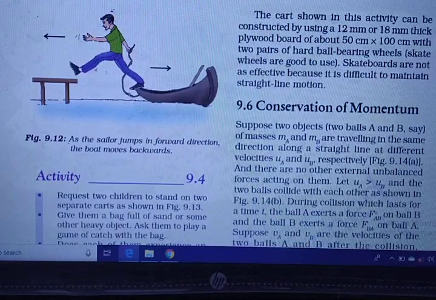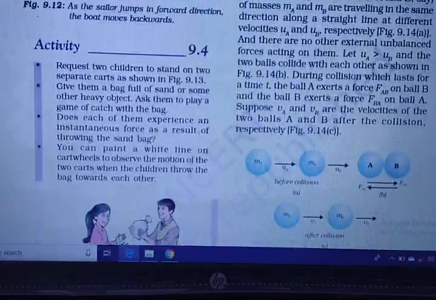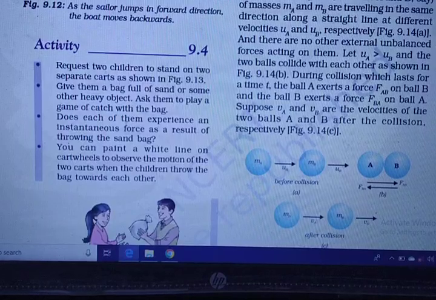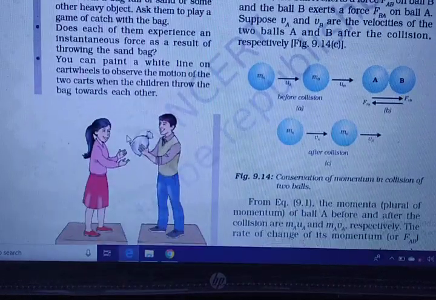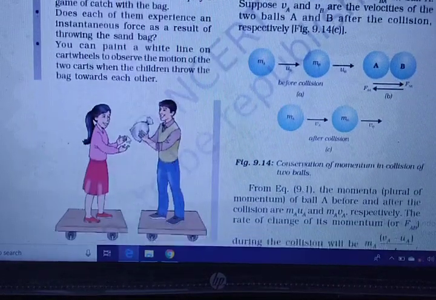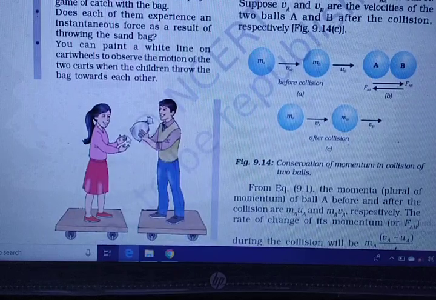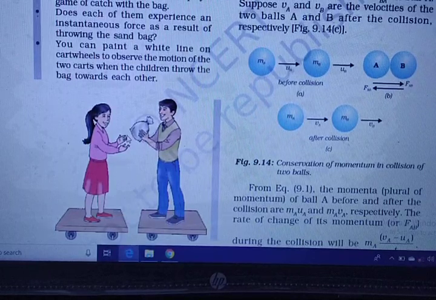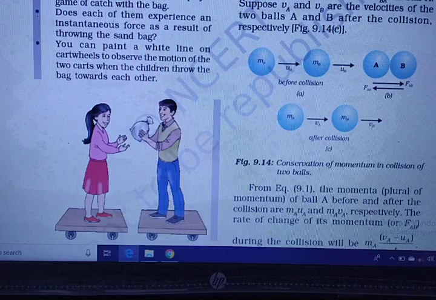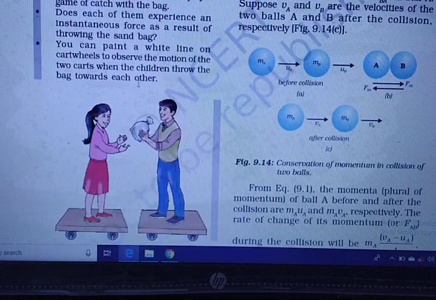Now here, request two children to stand on two separate carts as shown in this figure. Give them a bag full of sand or some other heavy object. Ask them to play a game of catch with the bag. Does each of them experience an instantaneous force as a result of throwing the sandbag? You can paint a white line on the cart wheels to observe the motion of the two carts when the children throw the bag towards each other.